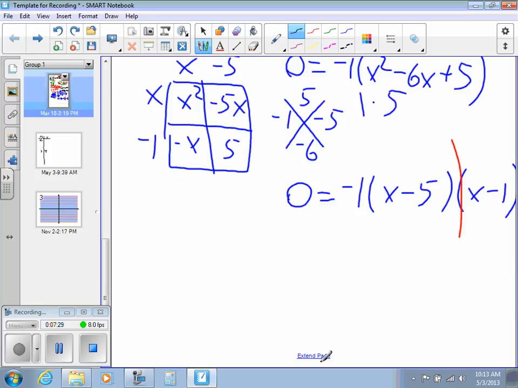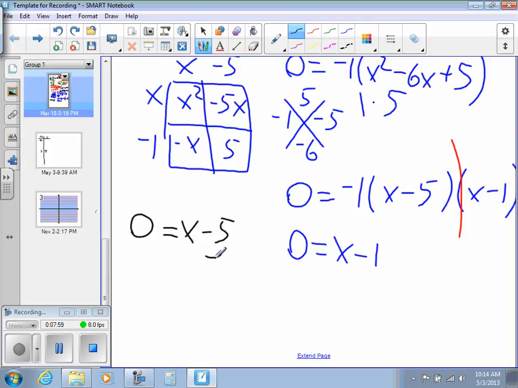Now, I can ignore the -1 factor. There's no variable there, it's not going to make a difference. So now I have 0 equals x minus 5 for one of the equations, and the other equation is 0 equals x minus 1. I just wrote an x, let me fix that.